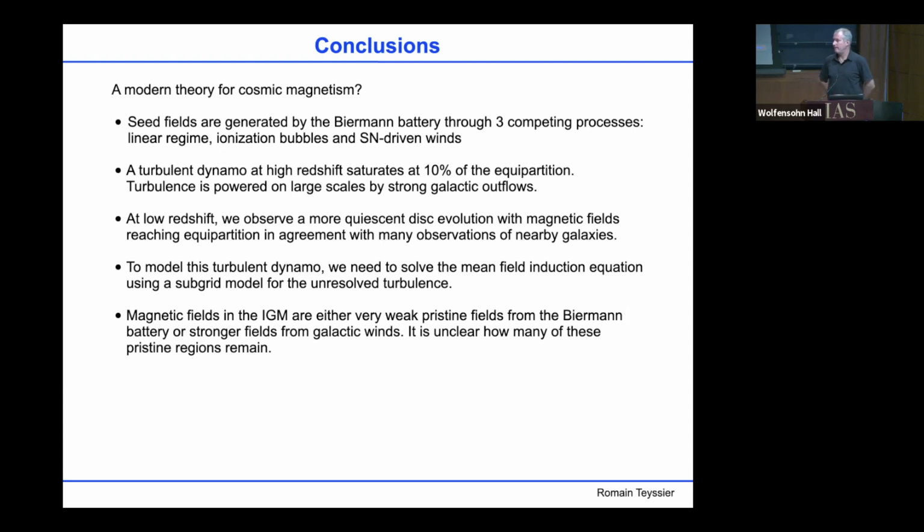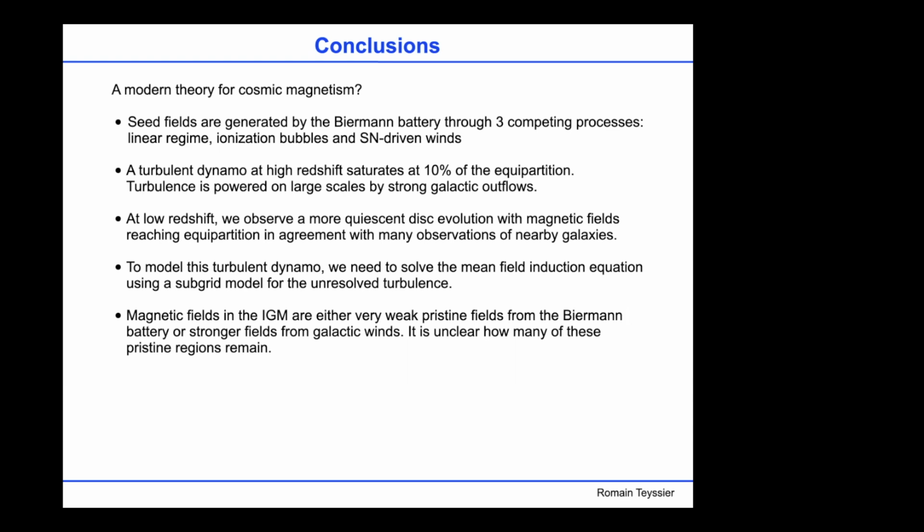We had a question, Xiao on Zoom, so maybe we can try. So I wonder, you talk about the evolution of the field strength. I wonder how the correlation length of the magnetic field evolves at low redshift and high redshift. It's a very good question.